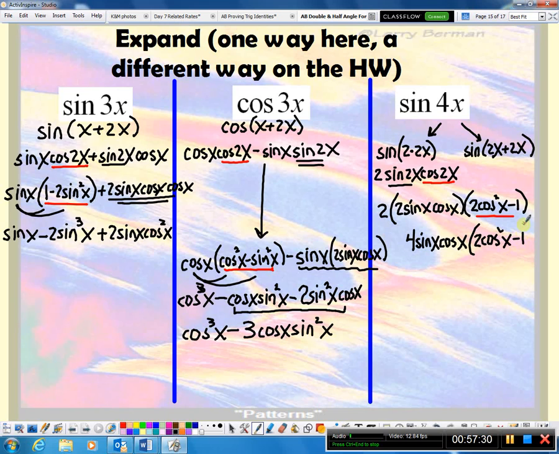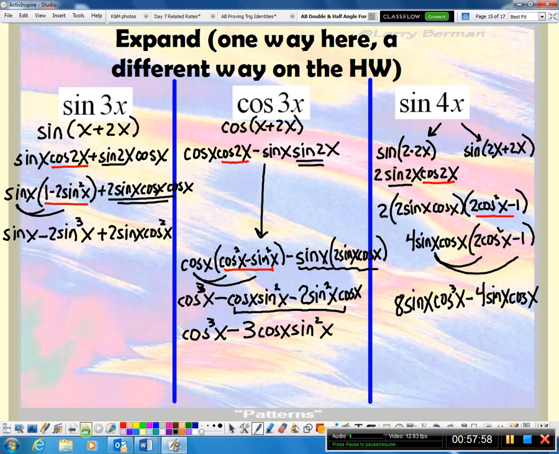Now I've got to distribute the monomial times the binomial. So I get 8 sine cosine cubed minus 4 sine cosine. And I'm typically not going to refactor because if I factored out the GCF, I'd be right back to where I just came from. That wouldn't make sense. I'd be going in circles.